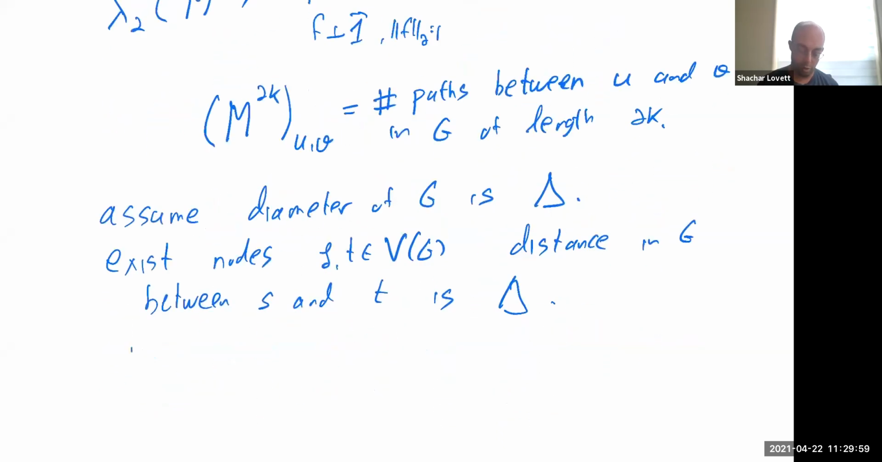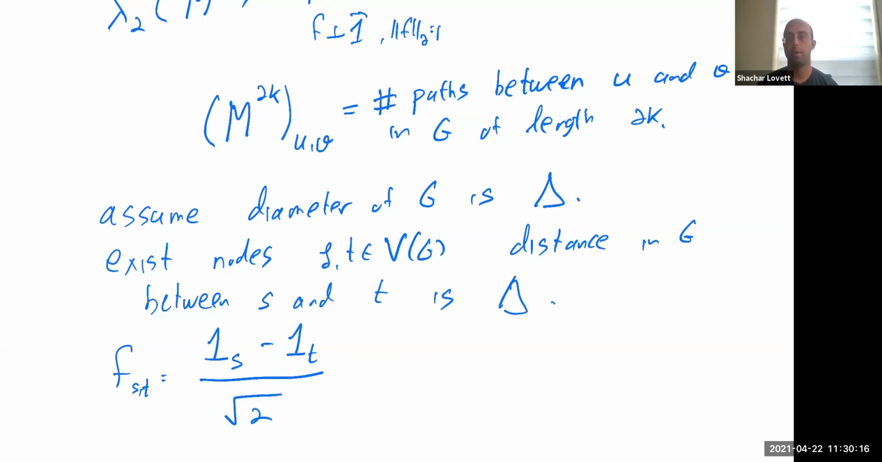And I will define the following function. I call this function f_st. It's going to be 1 on the node S minus 1 on the node T, divided by root 2. Okay, that's going to be my function, and I'm claiming this is going to work for us. So what is this function again? It has 1 over root 2 in some coordinate, minus 1 over root 2 in a different coordinate, and 0 everywhere else. So in particular, you can notice that it sums to 0, so it is orthogonal to the all ones vector. So it is a legitimate function we could use to try and lower bound the second eigenvalue.